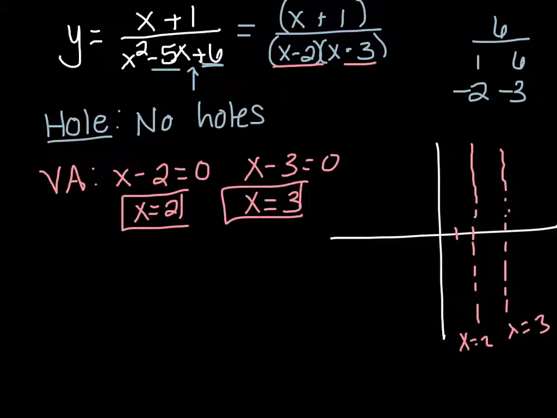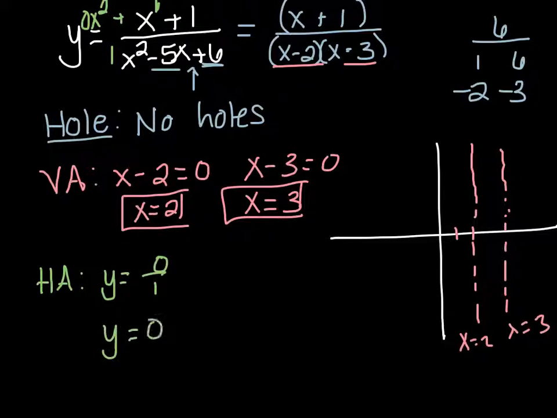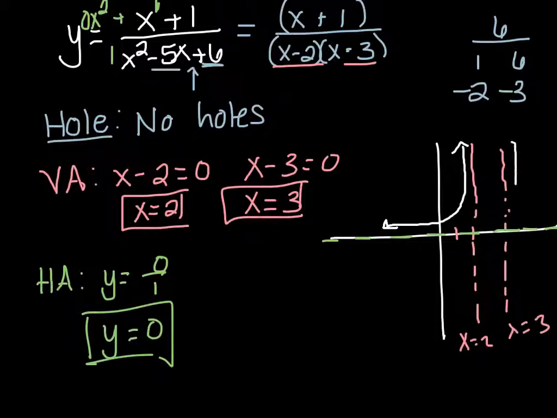The next piece, horizontal asymptotes. I'm going to go back to the original and compare my degrees. In this case, I need to add a plus 0x^2 to the top, and now I'm comparing. So y equals 0 over 1, which means y equals 0. So this line right here is an asymptote. Now I would plug it into my calculator to figure out what my graph is going to look like. When I plug it in, it's going to come close to these asymptotes here but never touch those lines, and do the same thing over here.